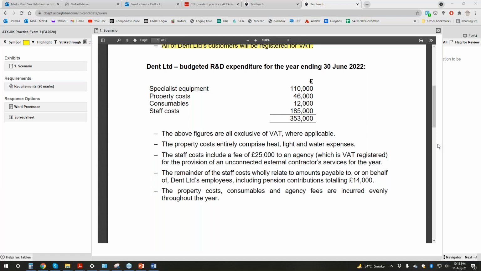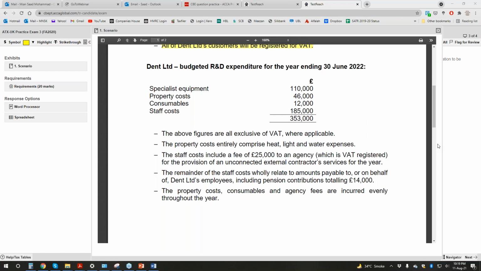Guys, the specialist equipment is a type of asset. It cannot qualify for the enhanced relief. It will qualify for the capital allowances. That is why anything that is capital in nature cannot qualify for the enhanced relief. Only the revenue expenditures can qualify for the enhanced relief. Why? Because capital expenditures are subject to capital allowances. So for specialist equipment, you are going to get AIA 100%, but they cannot qualify for enhanced relief.